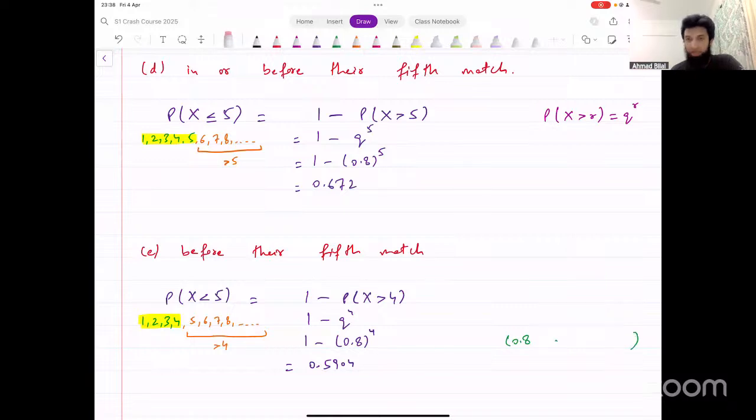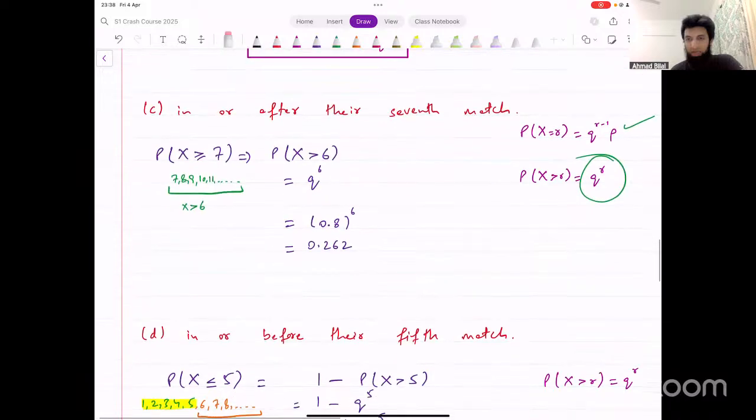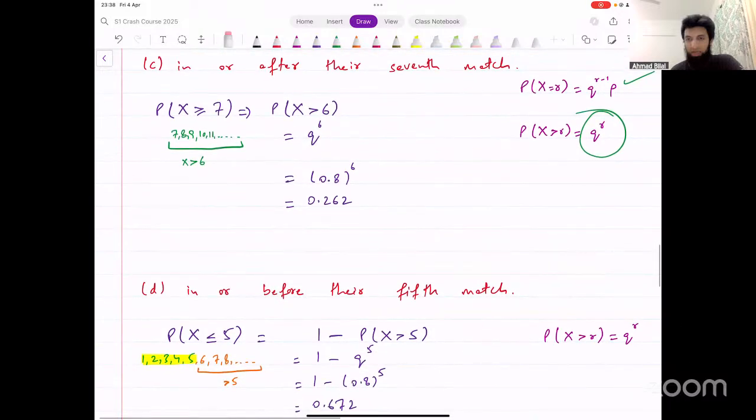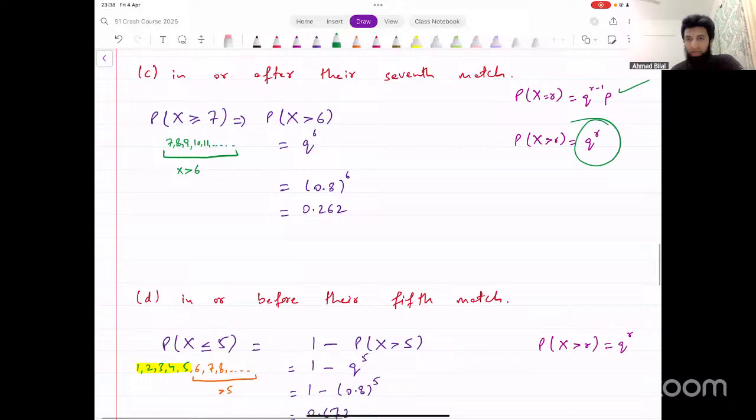Okay, and C. Yeah, what about C? Why would there be any multiplication? You already have 0.8 raised to power 6, right? So it's 0.8 into 0.8 into 0.8, 6 times. So that becomes 0.8 raised to power 6. Why would there be multiplication?